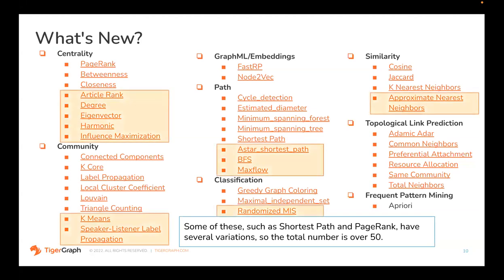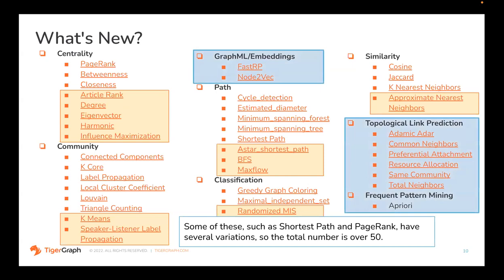So these shaded in yellow are the ones within existing categories that we added last October or since then. A couple of them are even newer. So I'm saying since October till today, these are the new ones. And then these are new categories. So graph embeddings, topological link prediction, and frequent pattern mining are completely new categories.